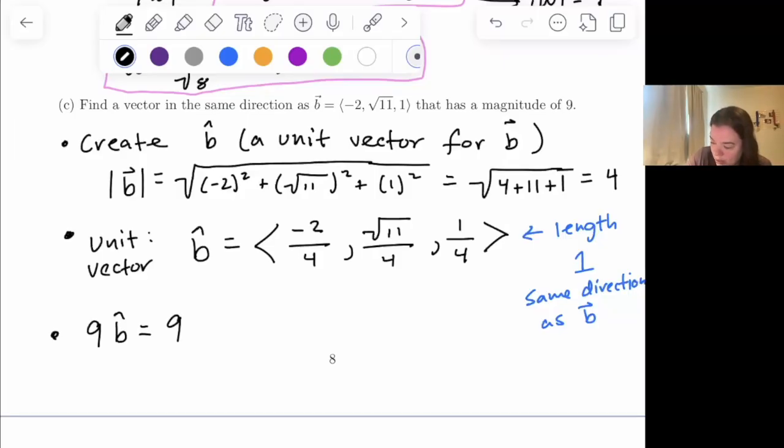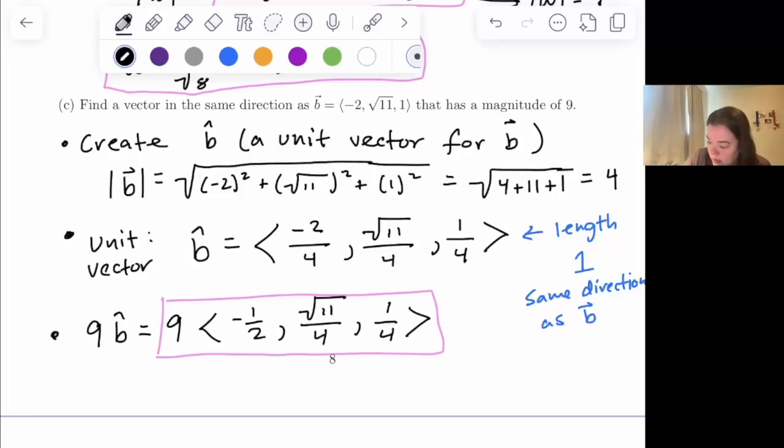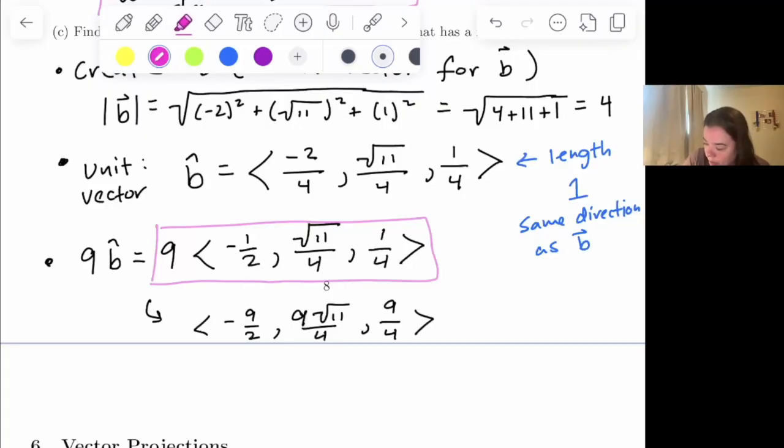This will be 9 times, I'm going to reduce that fraction. Negative 2 over 4 can be reduced to negative 1/2. So this is actually considered potentially a final answer. This vector that I am boxing right here is in the same direction as vector B, but it has length 9. You can also, just a heads up, distribute that 9 in. So this could be written as negative 9/2, 9 square root 11 over 4. All I'm doing is multiplying that 9 in. Both of those say the same thing.